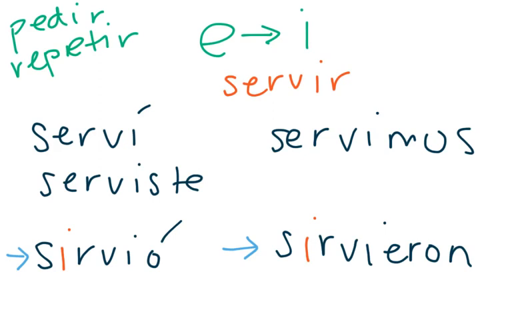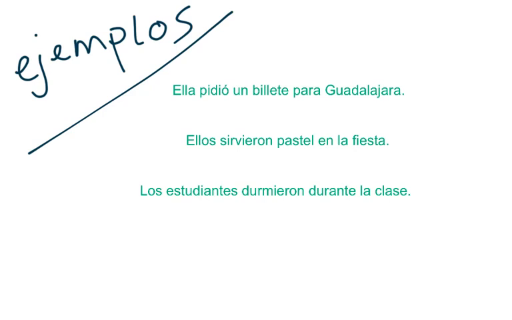Let's see some examples. Okay, so some ejemplos are ella pidió un billete para Guadalajara. You can see it changed to the I there. If you didn't know, pedir means to ask for or to order. Pidió un billete para Guadalajara. Ellos sirvieron pastel en la fiesta. They served cake at the party. And los estudiantes durmieron durante la clase. So you can see some examples of how that's put into practice.